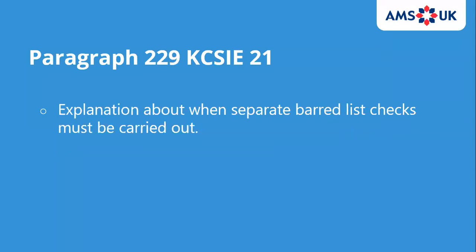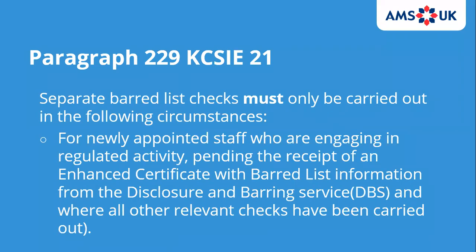Paragraph 229 of Keeping Children Safe, you're all aware of the need to carry out children's barred list checks. We've got some additional information and explanation about when these checks need to be carried out. The first of these is when we are appointing new staff who you are aware are going to engage in regulated activity, but you do not have access to an enhanced disclosure, then that would be one of the circumstances in which you must carry out a separate barred list check.